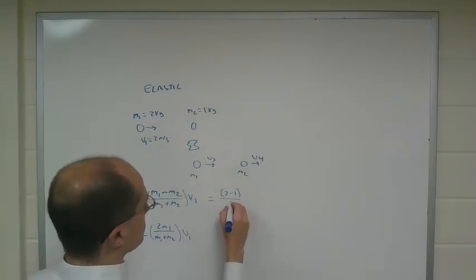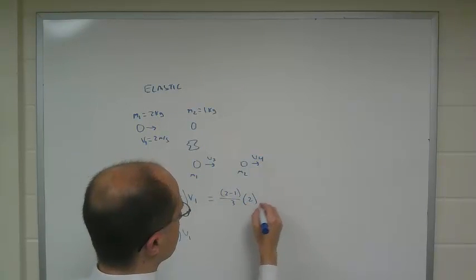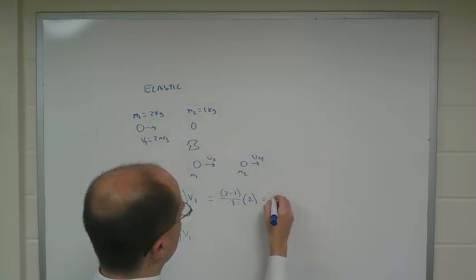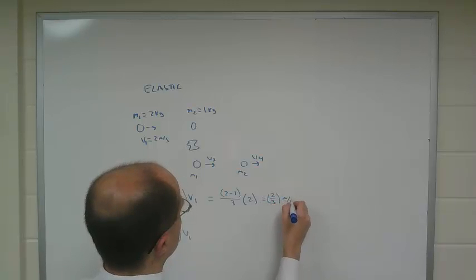So for this problem, we see that V3 is just M1 minus M2, so it's 2 minus 1, over 2 plus 1 is 3, times our initial speed of 2. So we see that it's going to end up being 2/3 times 2, which is 2/3 meters per second.